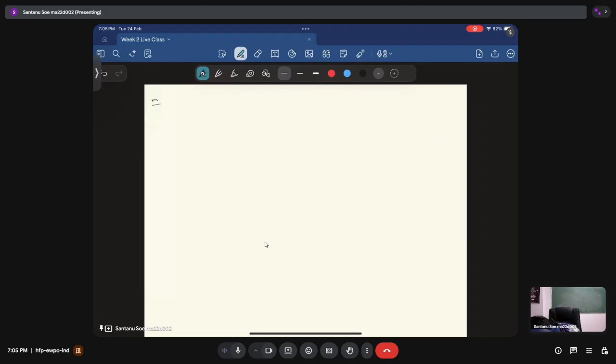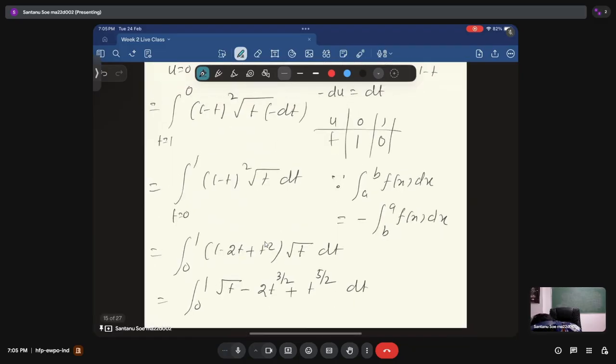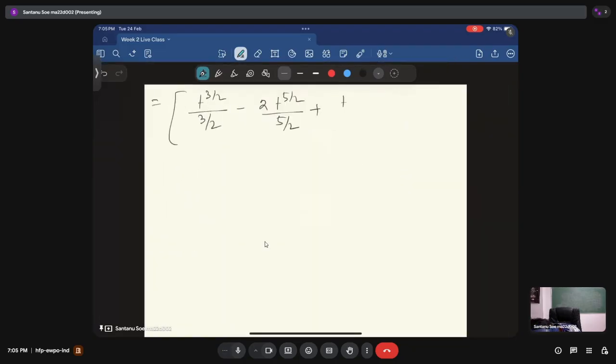So this integration is going to be t to the power 3/2 divided by 3/2, minus 2 t to the power 5/2 divided by 5/2, plus t to the power 7/2 divided by 7/2, integrated from 0 to 1. So this is going to be 2/3 minus 4/5 plus 2/7. Correct?